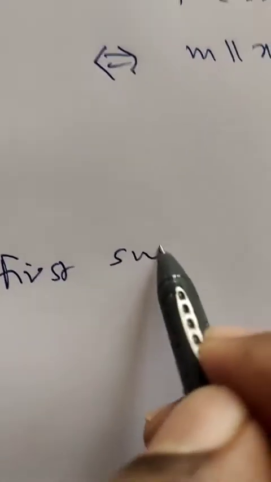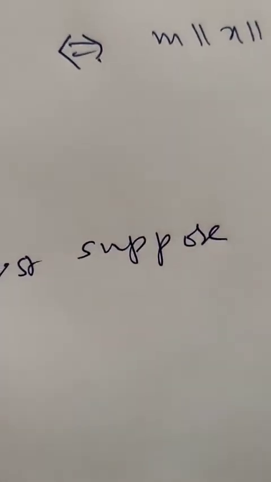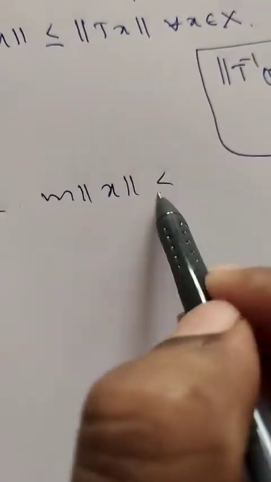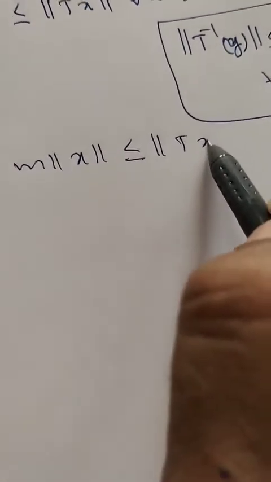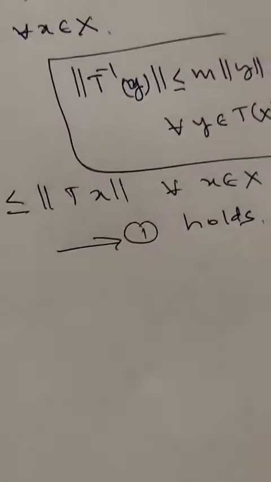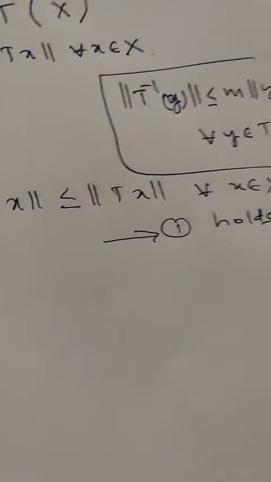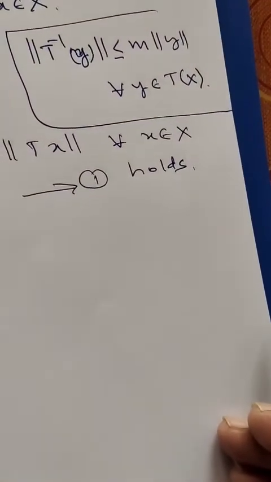First, suppose the given condition holds, say m times norm of x is less than or equal to norm of T of x for every x belongs to X. Call this 1. Suppose this is true. So what do we have to show? T inverse exists and is continuous.